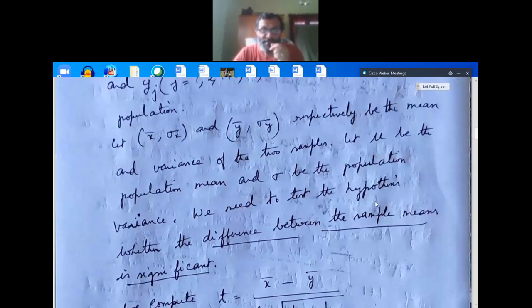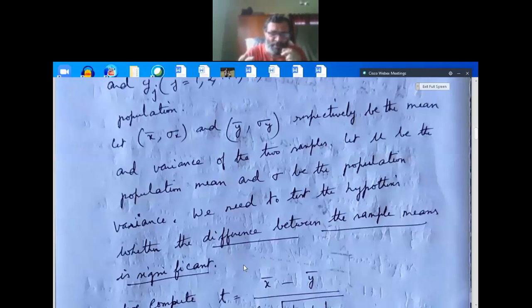We need to test the hypothesis whether the difference between the sample means is significant. Hypothesis means we assume something, and in the problems we will assume some other thing. So we are testing our assumption, our hypothesis, using the difference between the sample means.